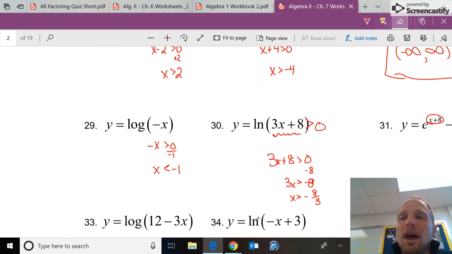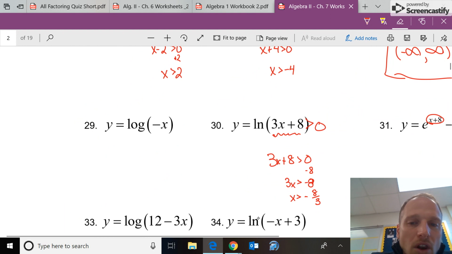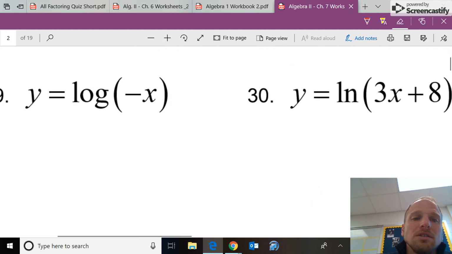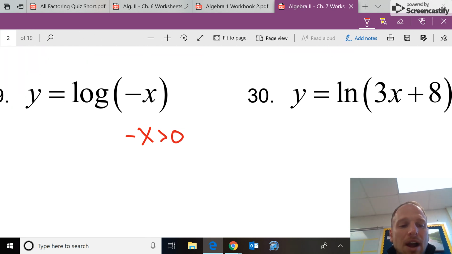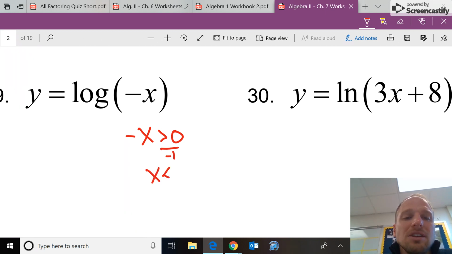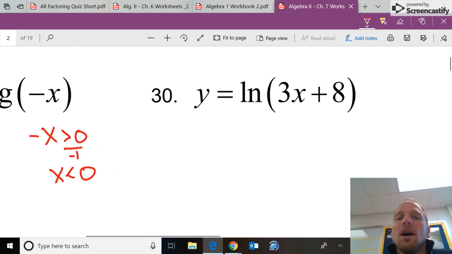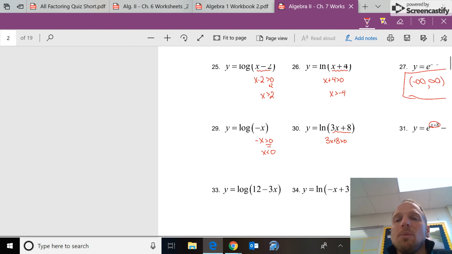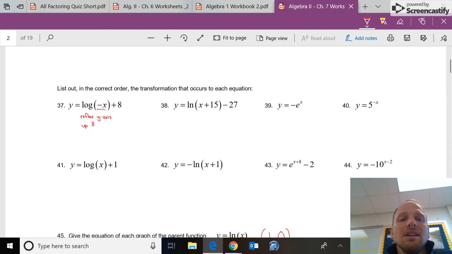So let's come back here with the logs and the natural logs. Remember, we're just taking whatever's inside the parentheses and saying that has to be greater than 0. Negative x has to be greater than 0. So divide by negative 1. Remember, when we multiply or divide by a negative number, we have to flip the inequality. So divide by negative 1. x is less than 0. Over here, nice little two-step equation. 3x plus 8 is greater than 0. Subtract the 8, divide by 3. You've got the idea. You know what it is.